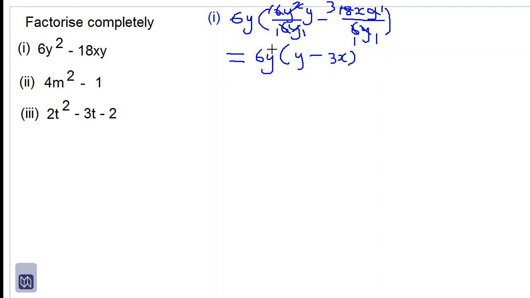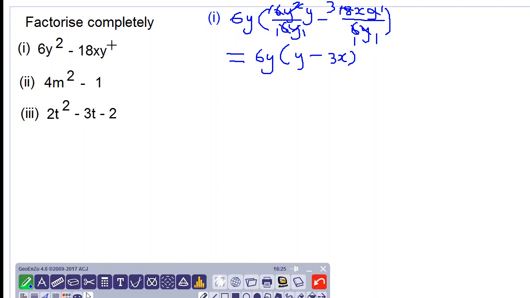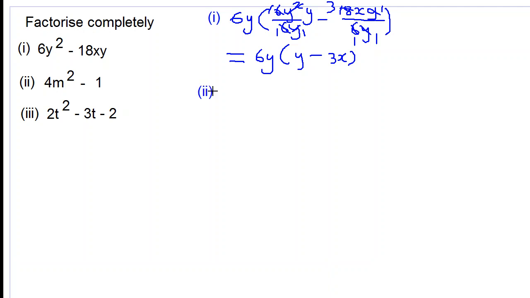If we multiply 6y by y, we get back 6y squared. Subtract 6y times 3x, 6 3s are 18, and y times x is xy, so we get back 18xy. So there's a way to check our work. Let's go on to number 2.